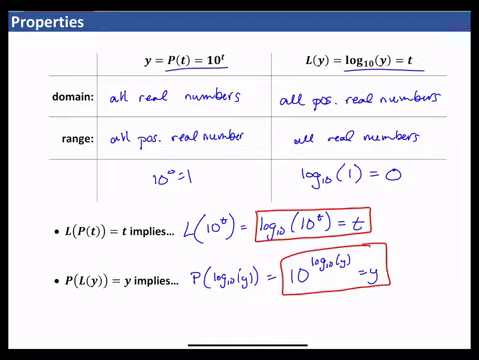In future videos and work, we will look at the properties of one more important logarithmic function and then use the properties to help us solve exponential and logarithmic equations.